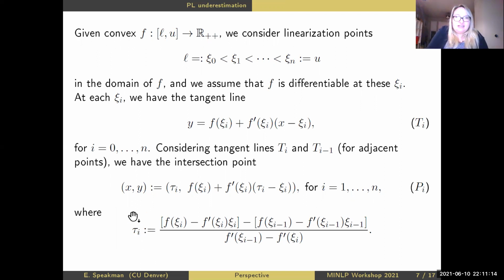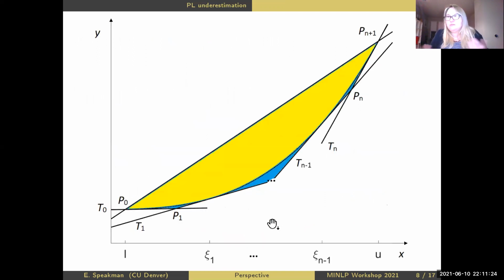So that intersection point is this here. The x value is this tau I, which I can actually compute analytically. But I think it's much easier to see what we're doing in a picture. So I have these linearization points, psi 1 to psi n minus 1. At each linearization point, I draw a tangent. So here I have my tangent T1, and then I define my points. So these P's are what were my taus in the previous slide, as the intersection of adjacent tangent points.